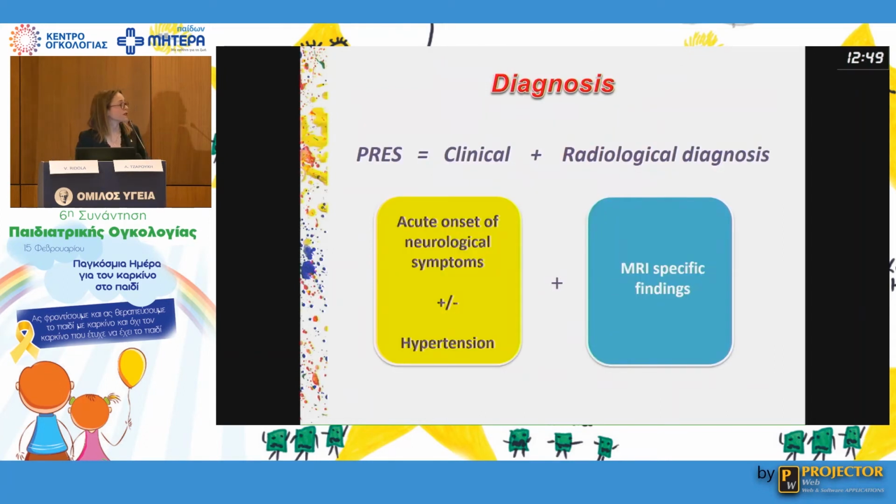So the diagnosis is a clinical radiological diagnosis. We have acute onset of neurological symptoms with or without hypertension associated to MRI specific findings that now Dr. Τζαρούχη will illustrate in more detail.